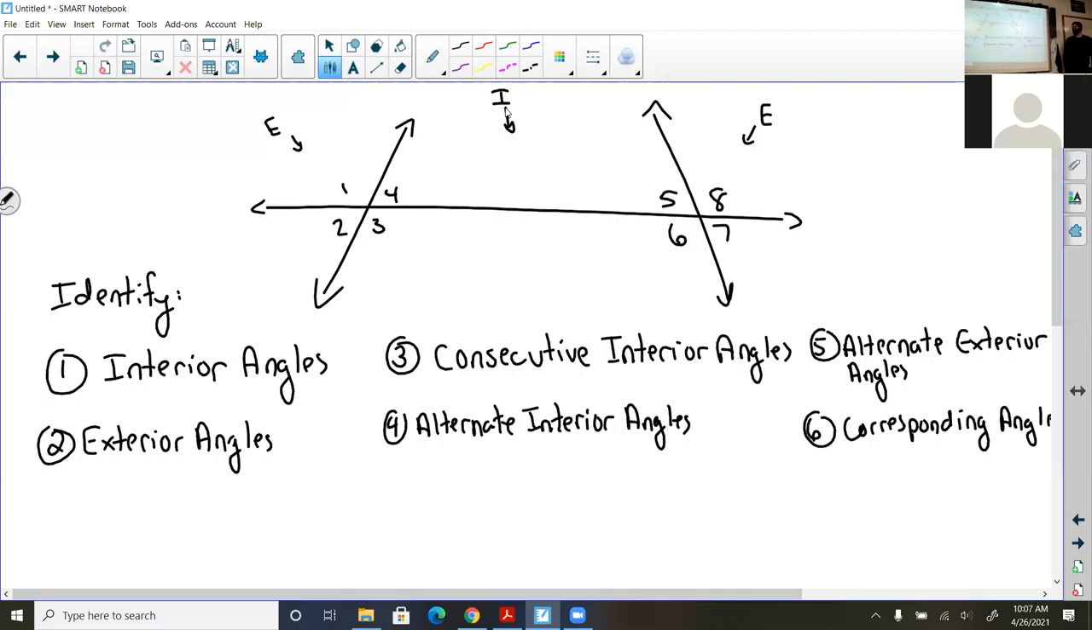All exterior, again, they're on the outside. They're on opposite sides of the transversal and they can't be next to each other. So 1 and 7 and 2 and 8 are the two pairs of alternate exterior angles.